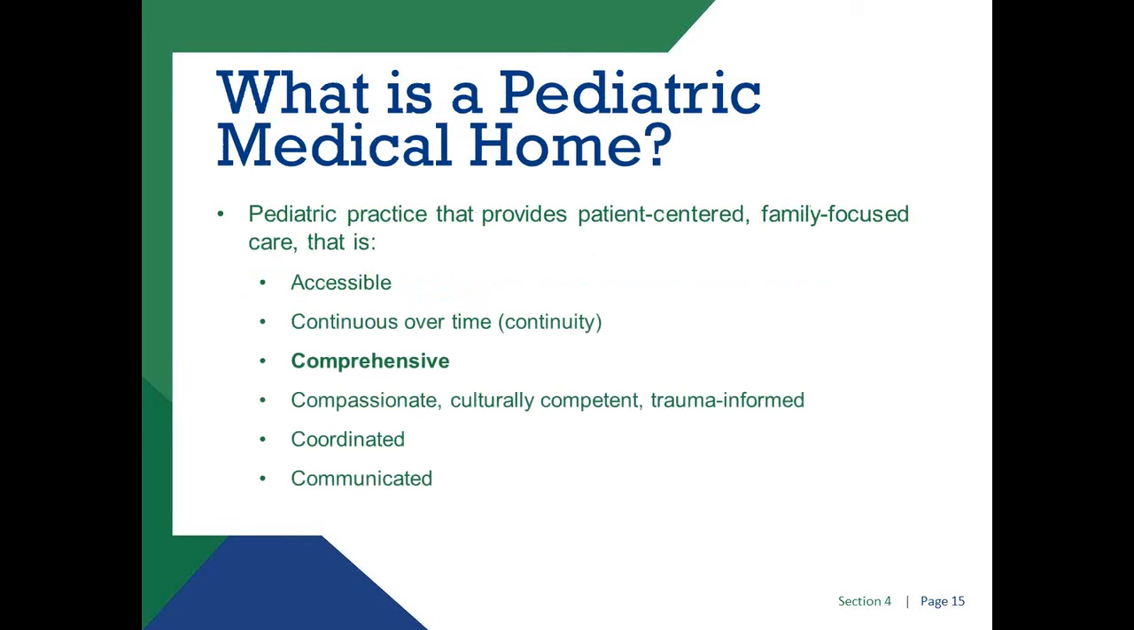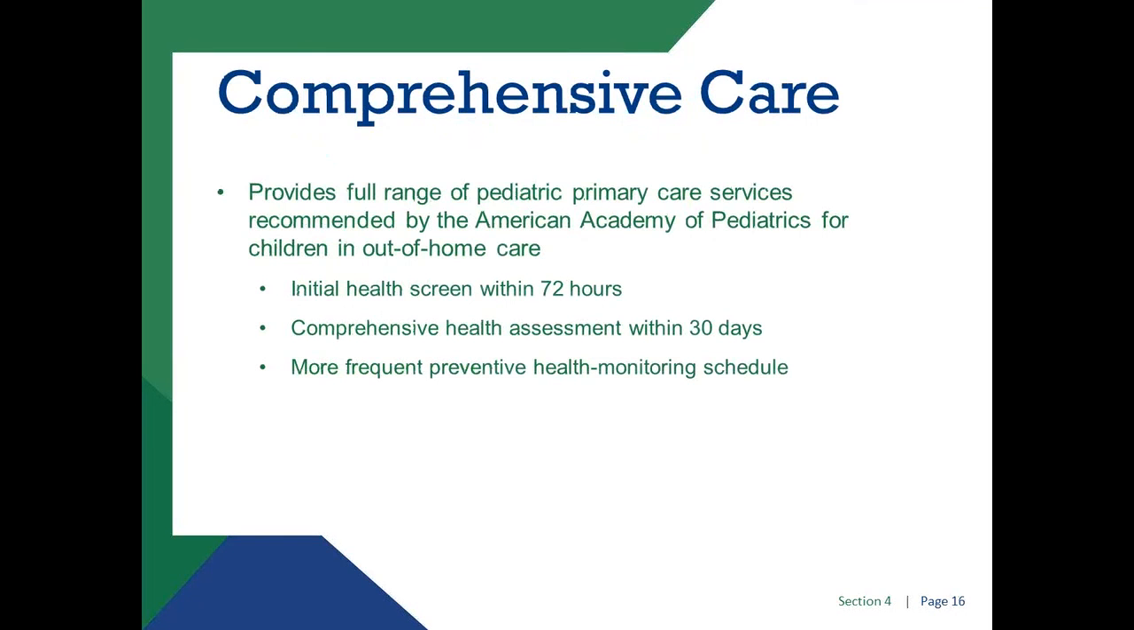care. And on the next slide, you can see that comprehensive health care really means providing preventive and acute care and chronic health care according to the American Academy of Pediatrics guidelines, not just for the child in the general population, but in addition to those recommended care guidelines by the American Academy of Pediatrics. And the guidelines are called Fostering Health. They're available on the AAP website, and there'll be a link provided for you at the end.